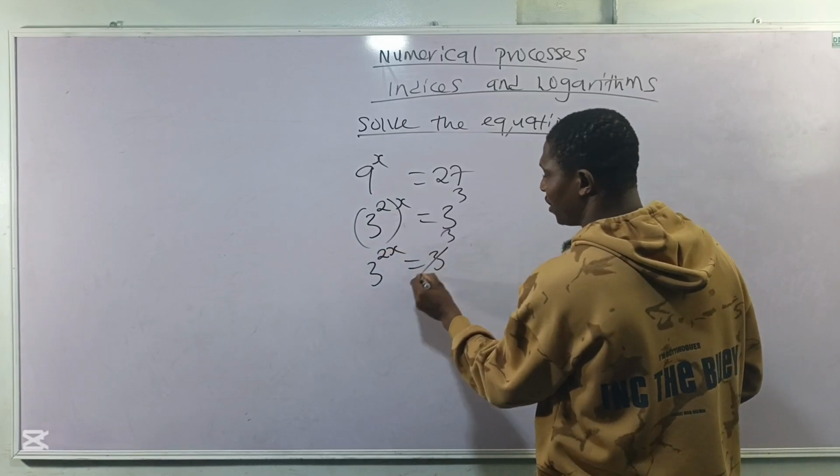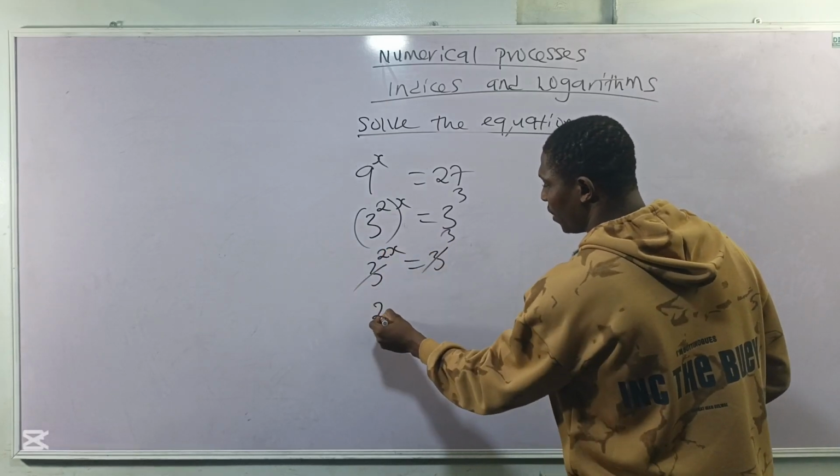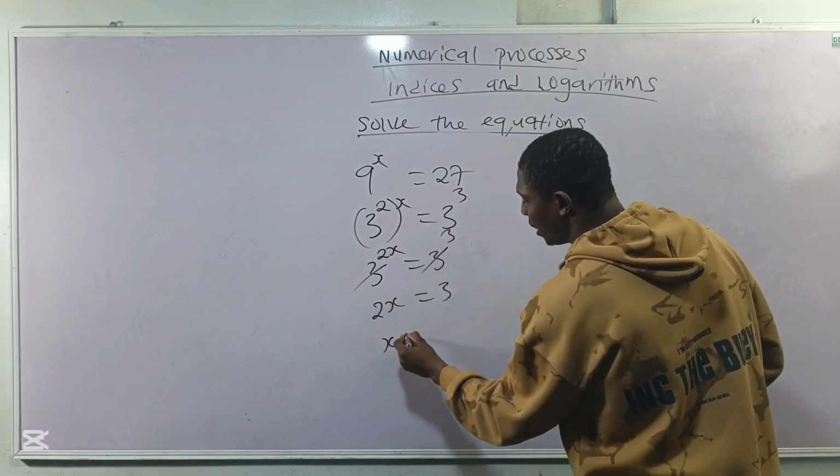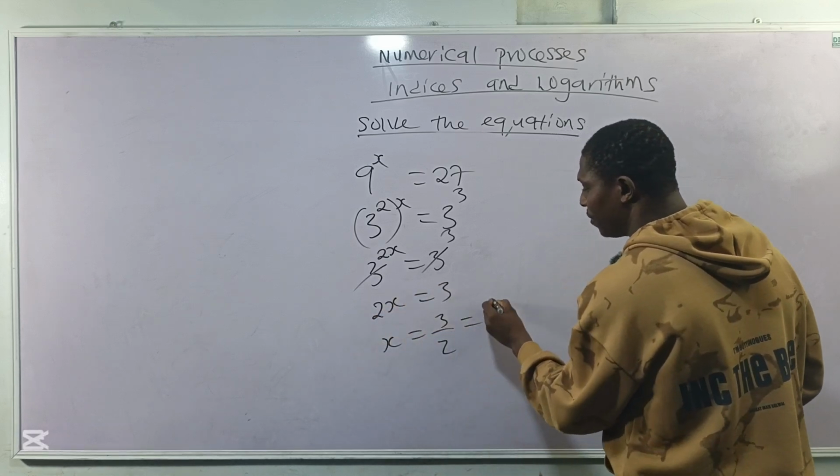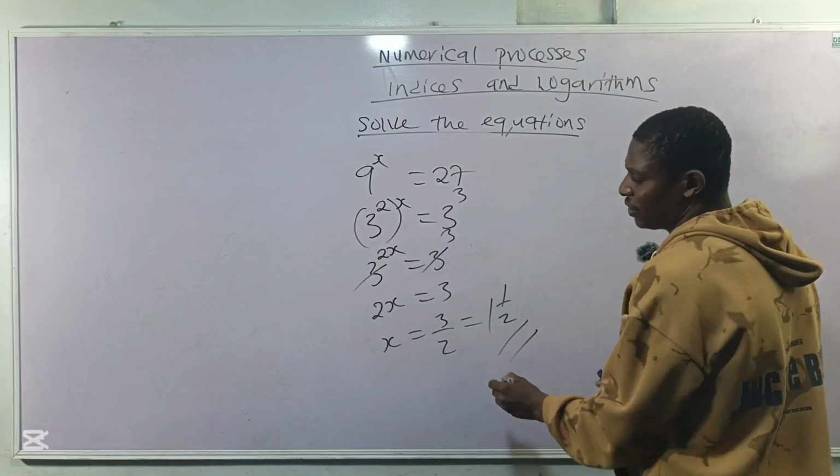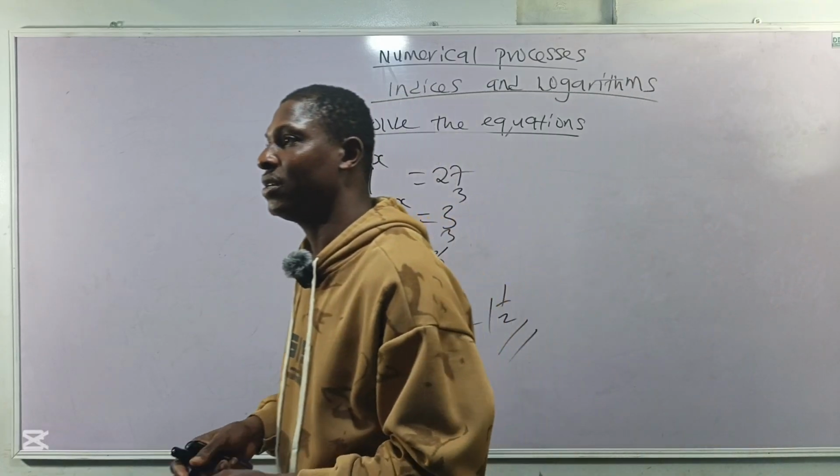If we equate the powers, since the base can cancel out, we have 2x equals 3. And x will be equal to 3 over 2, which is the same as 1 and 1 over 2, as our final answer.